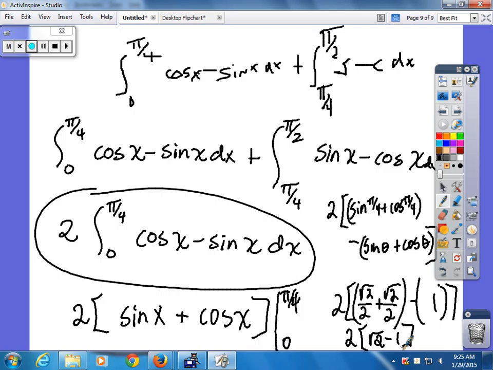I mean, y'all do the math. What does it come out to be? I get 0.82, but I'm going to add a squiggly equals, meaning I did it in my head. What do y'all get? 0.83. That's a good test question. Hint, hint.